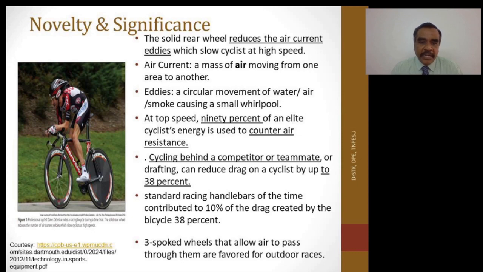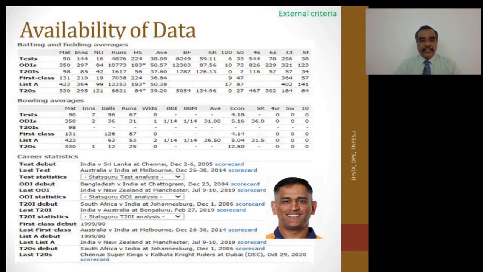So the design of the cycle is very novel. At the same time, it helps to reduce the eddies of air current so that the cyclist's speed is not hindered by the air resistance. So novelty and significance is one of the major criteria for selecting the research problem. The next criteria is availability of data.